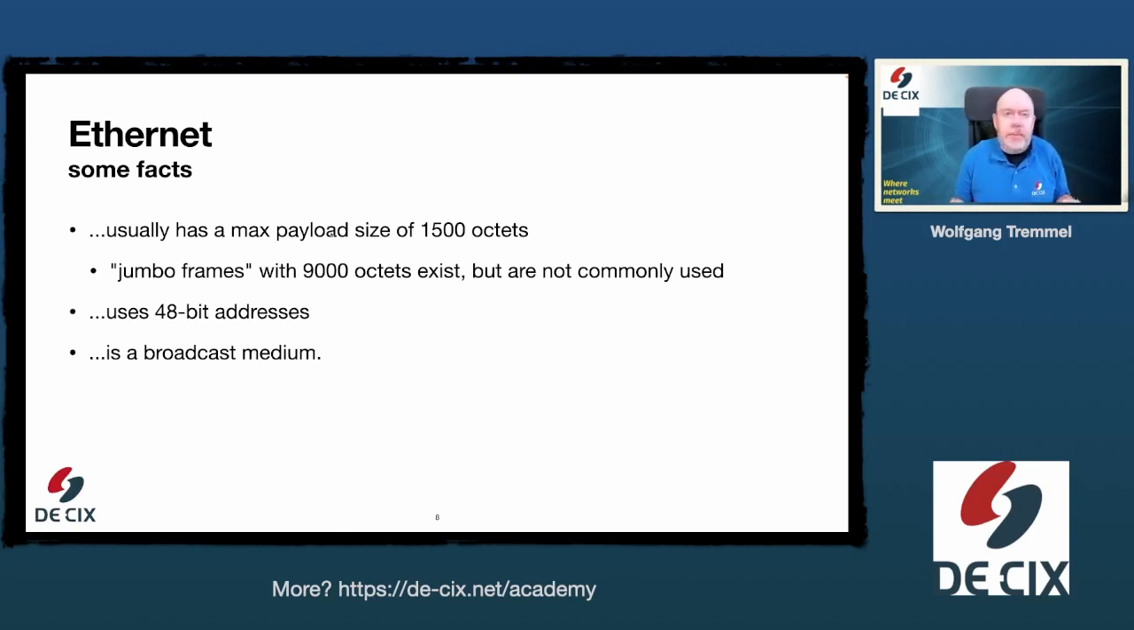Also, Ethernet is a broadcast medium. So all devices on one Ethernet segment can usually listen to all the frames. For example, if the switch hasn't learned where the device is, you can also listen to frames for other devices. So it is a broadcast medium, and all devices on one segment can communicate with each other.